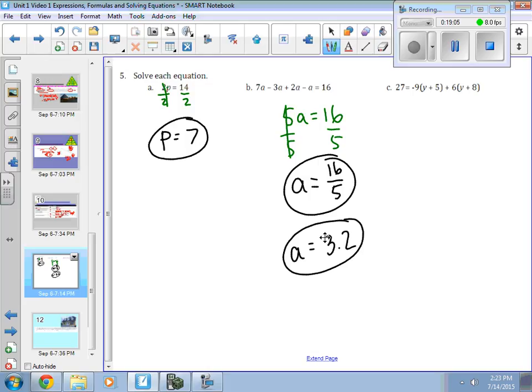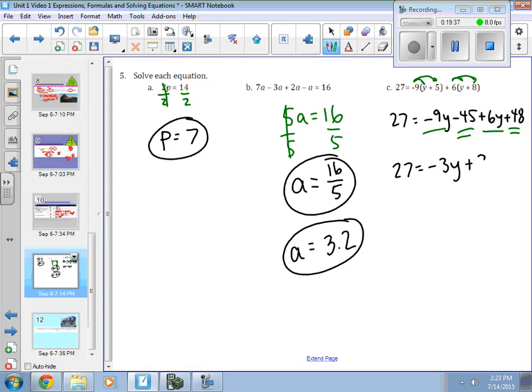All right, let's see what you got. Hopefully you saw right here, there's some distributing we need to do. So distribute first. You get negative 9y. Negative 9 times 5 is going to be negative 45. Here we have to distribute 6. So 6y, 6 times 8 is 48. There are some like terms here that we want to put together. Those two are like terms. These two are like terms. So you get 27 is equal to negative 3y plus 3.